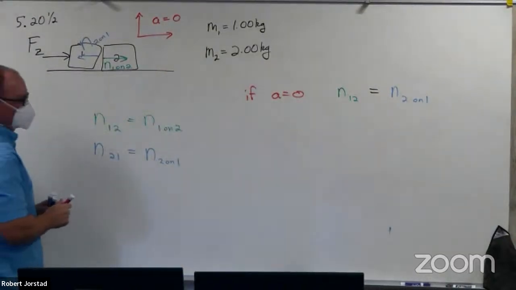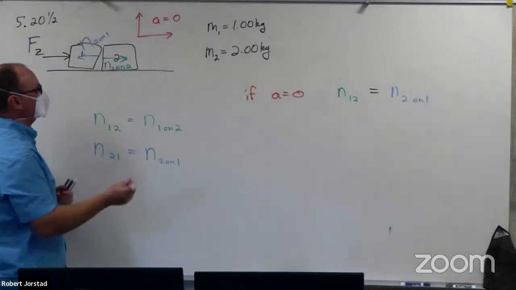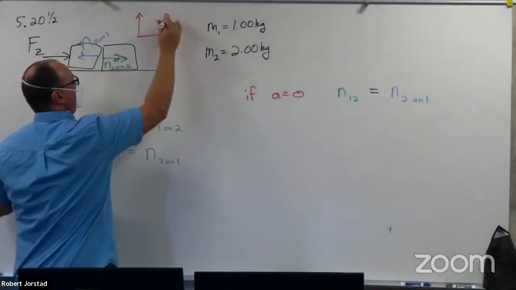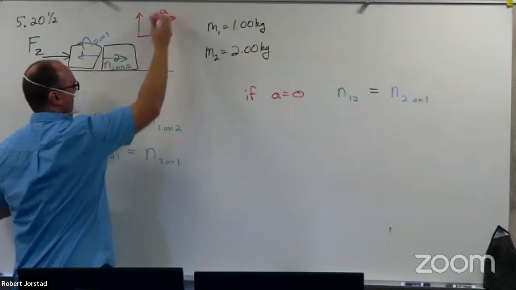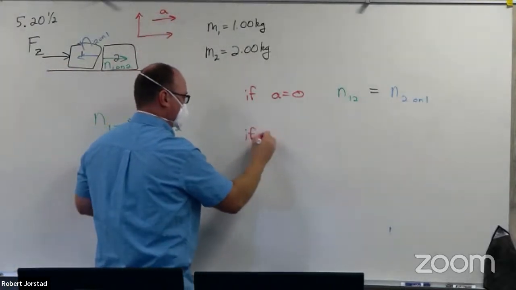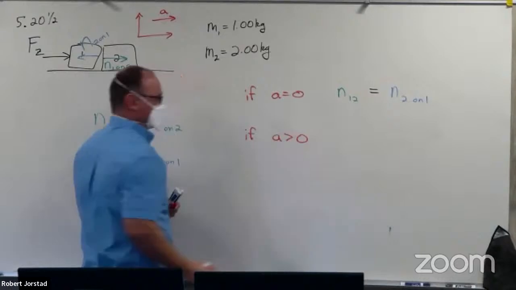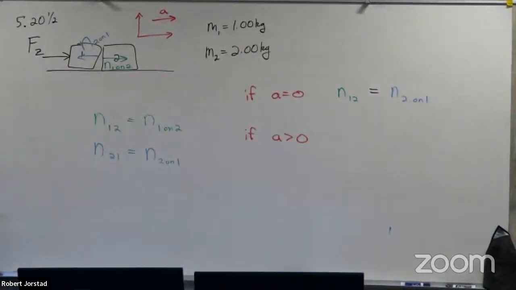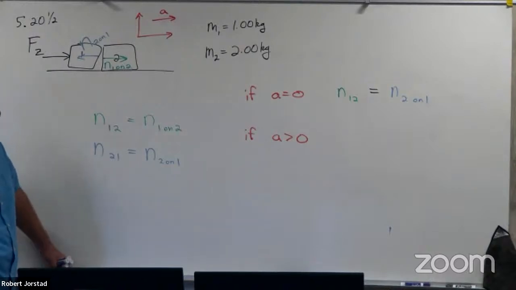Now, what if instead we change this and the blocks are actually accelerating to the right? If the blocks are accelerating to the right, which one is larger normal force? Is the one coming from the heavy object or the one coming from the light object?